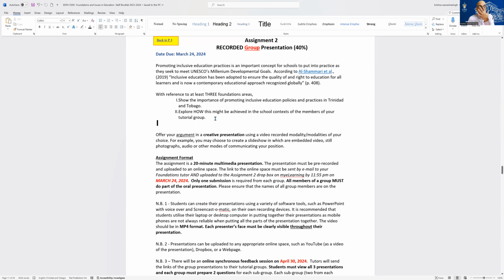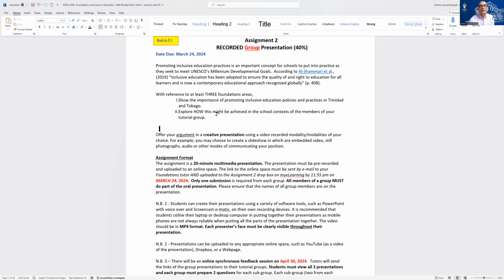So in other words then, why is it important for us to have an inclusive education system? That's what question 1 is. Why is it important for us to have an inclusive education system? That's the question you're answering, and you're going to convince me of that by bringing relevant concepts and theories from any 3 foundation areas, okay?